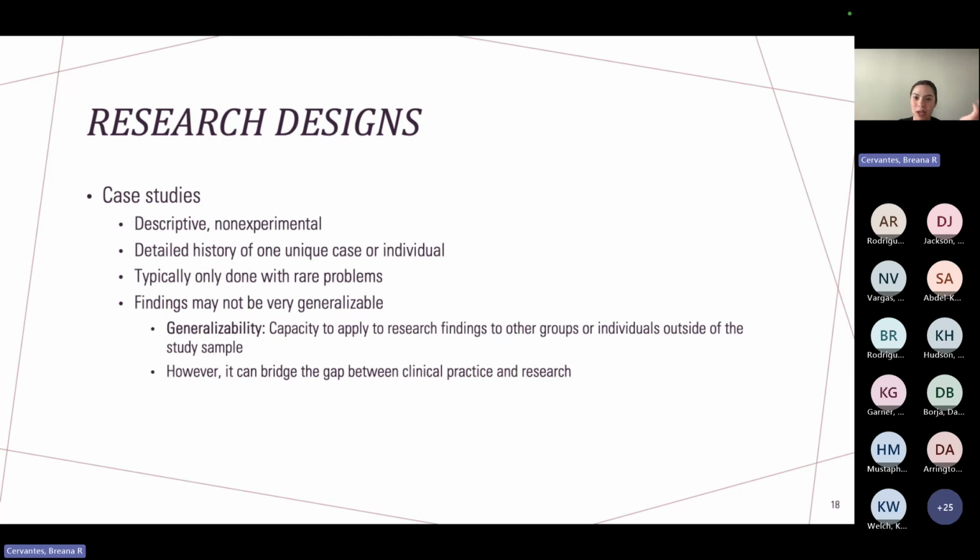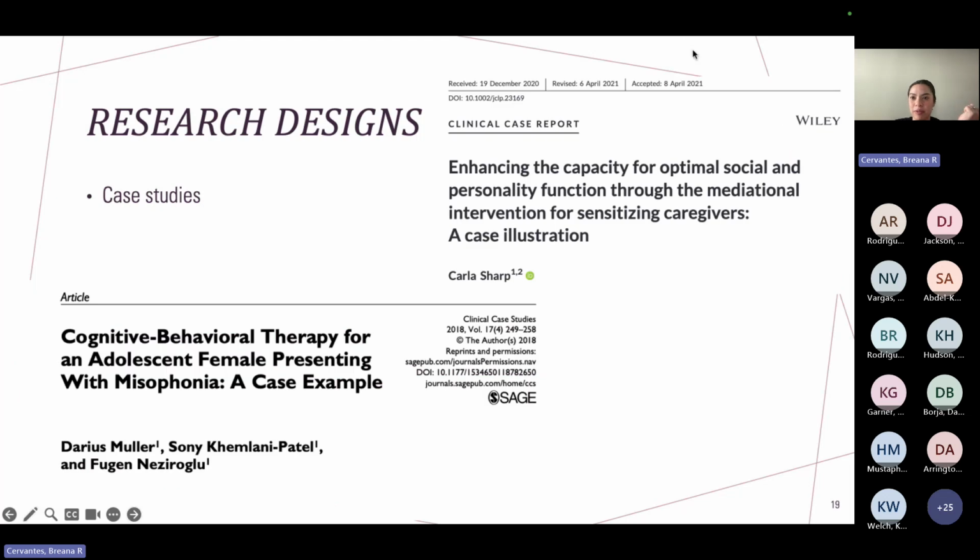I might write a case study on that participant because I think it's really unique and I want to tell people how I treated this person. So here are examples of some that I pulled out. Here's CBT for an adolescent female presenting with misophonia. That's a case example. Here's another one, enhancing the capacity for optimal social and personality function through this particular intervention, another case illustration.